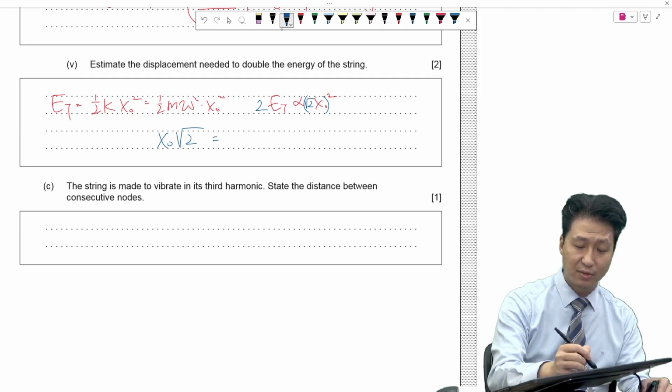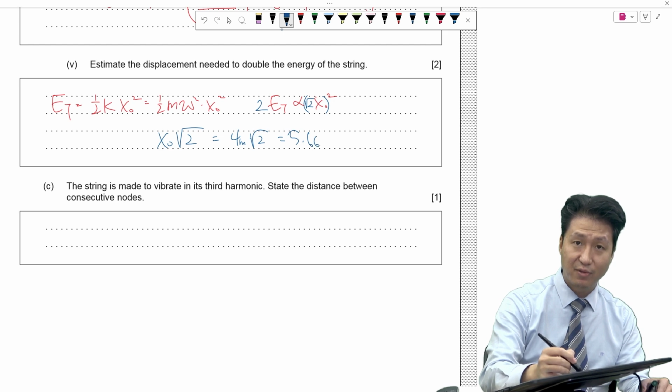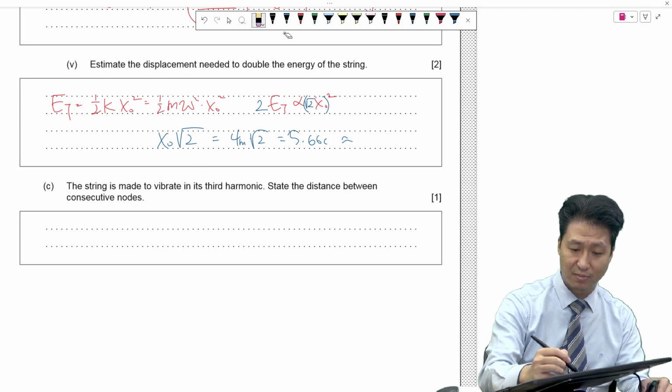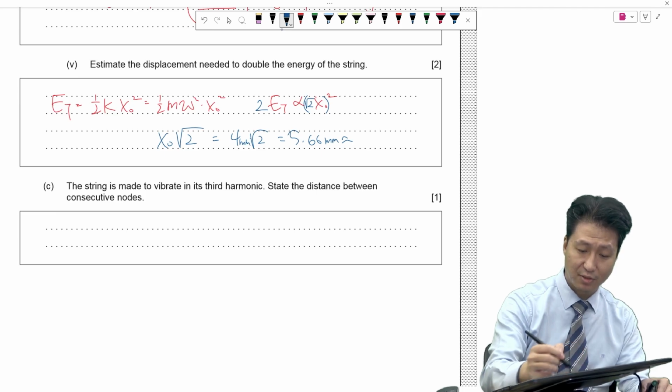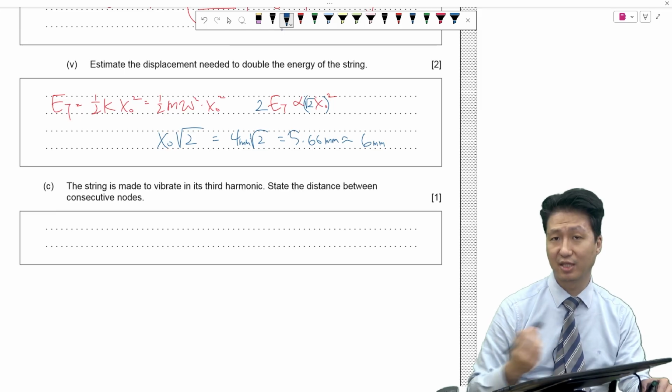So amplitude times the square root of 2 would be 4 millimeters times square root of 2, and that is 5.66 millimeters, sorry, this is millimeters, which is approximately 6 millimeters to one significant figure.